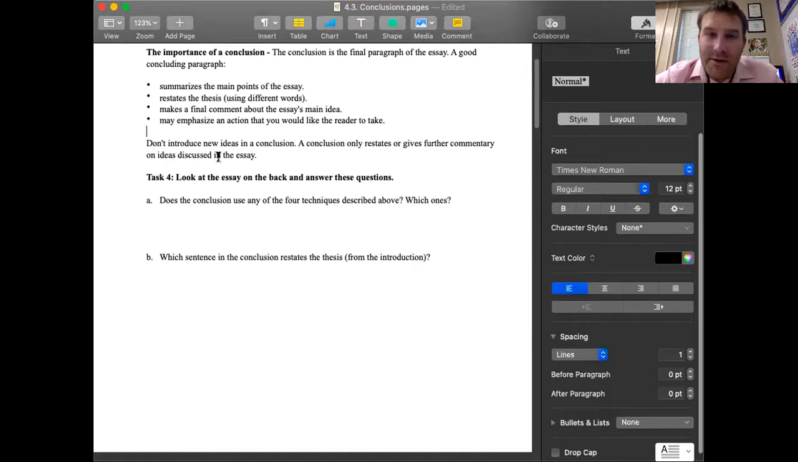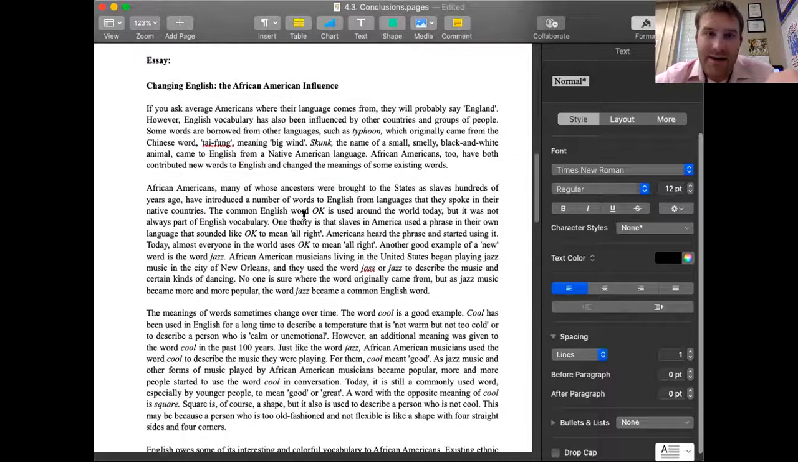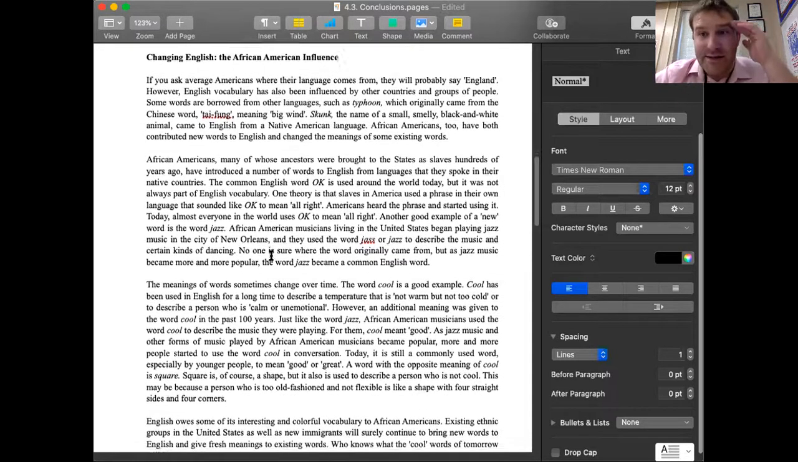So what you're going to do, task 4, look at the essay on the back. If I was to hand this to you, you'd flip the paper over and voila, there's the essay. This is a good essay. It's about linguistics and how the English language evolves. It's a very interesting thing to actually learn about, not just the grammar, the standard English rules, but how language evolves. This is actually an interesting essay, believe it or not.